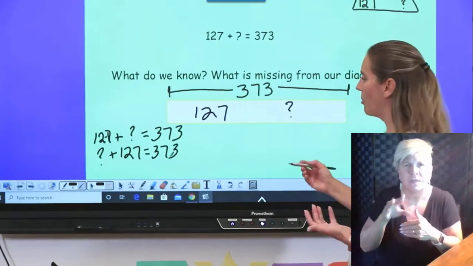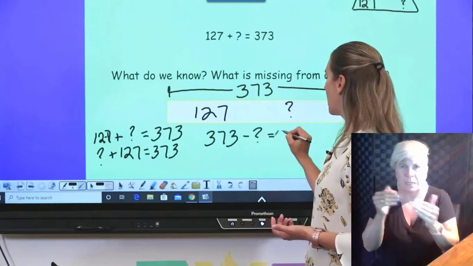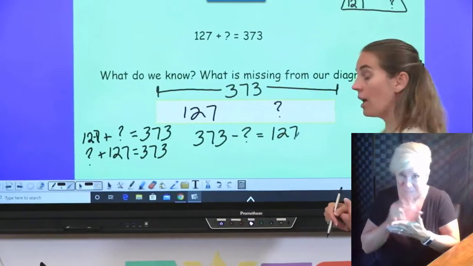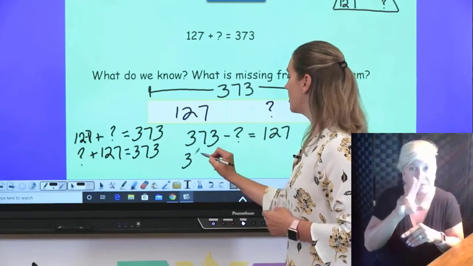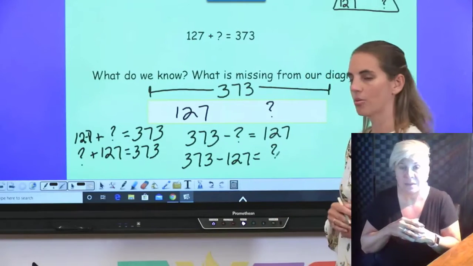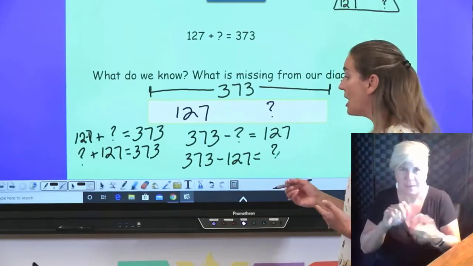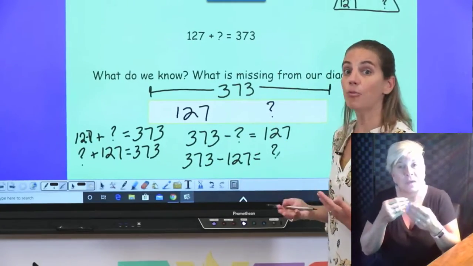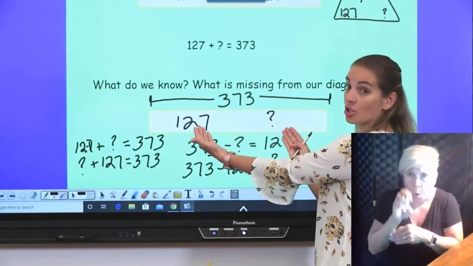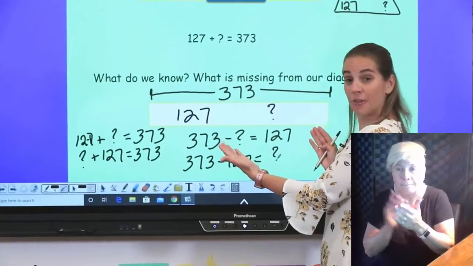So let's find a subtraction problem. I can do 373 minus my question mark, and I'll get 127. Does that help? Not yet, but can I do 373 minus 127 and get my question mark? Yeah, I can. Well, we're not going to take the time to solve that problem today, but that's how we would go about doing it if we got into a situation where one of our parts was missing. If our whole is missing, we just need to add the two parts to find that out. But if you have a part missing, then we've got a subtraction problem. And we're going to have to figure out how to solve that.